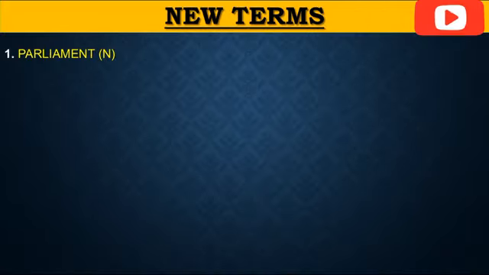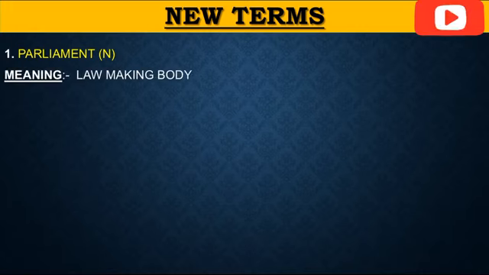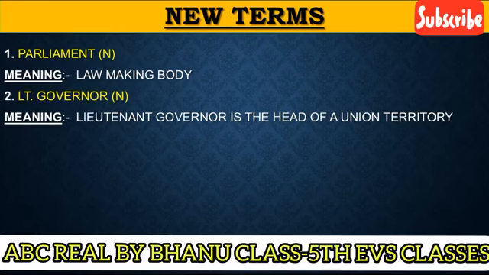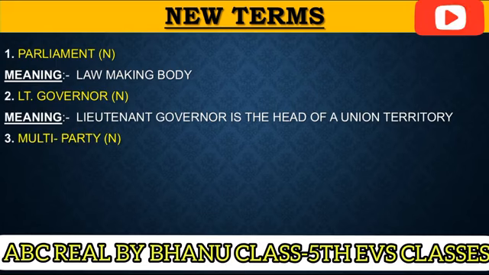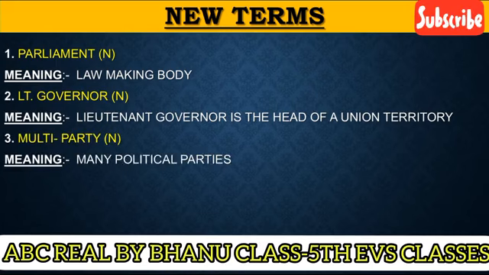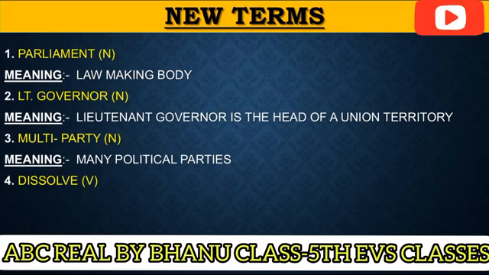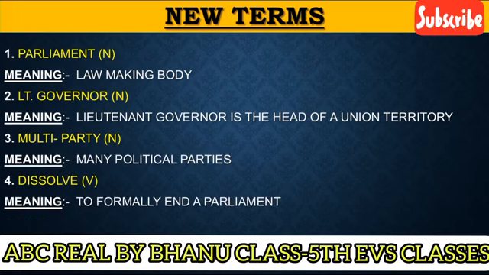First we will discuss new terms of this lesson. Parliament, it is a noun which means law making body. Second, LT governor. It is a noun which means lieutenant governor is the head of a union territory. Third, multi-party. It is a noun which means many political parties. Fourth, dissolve. It is a verb which means to formally end a parliament.